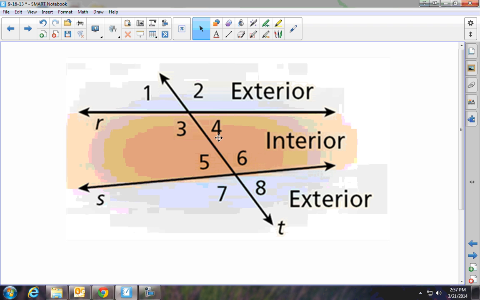Anything between our parallel lines we're going to refer to as interior, and anything outside the parallel lines we'll call exterior. Remember, interior means inside, exterior means outside, so if you can just remember inside or outside the parallel lines, you'll know which are which.